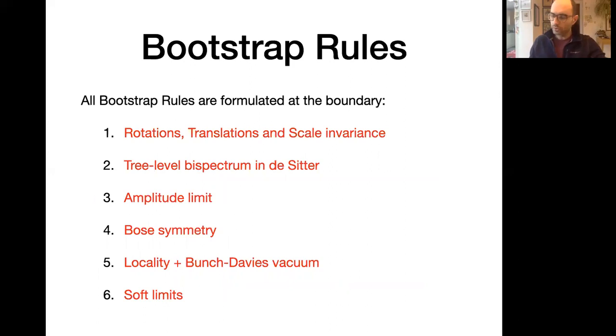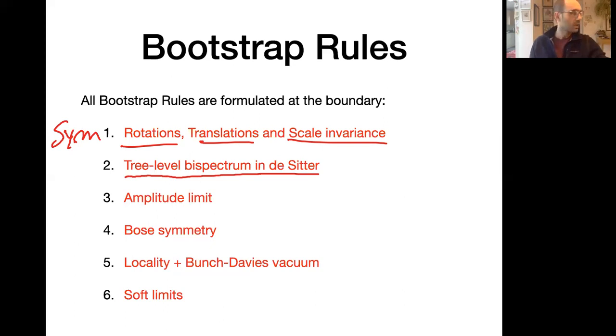The first rules are about symmetries. These are the simple ones. The universe is homogeneous, isotropic, and scale invariant. So our result has to be invariant under rotations, translations, and dilations. And then the next thing is going to tell us that we're working at tree level. I'm going to be able to compute this object only at tree level. I think there is hope to say something about loops, but that will come in the last part of the talk. So far, I'm going to proceed at tree level.